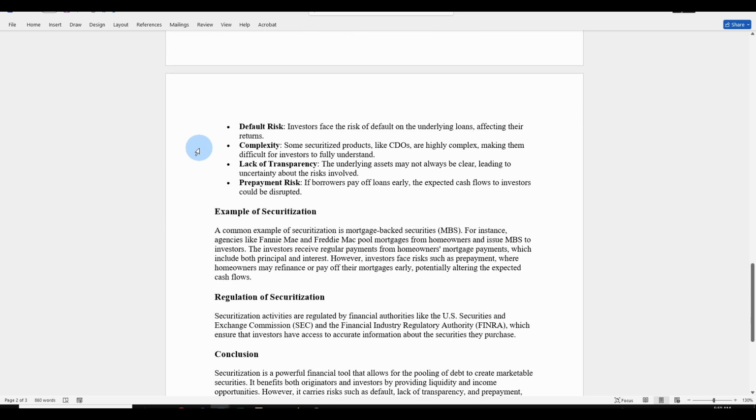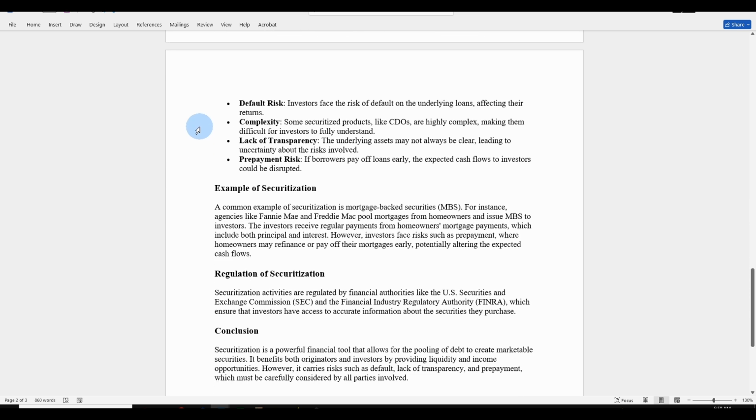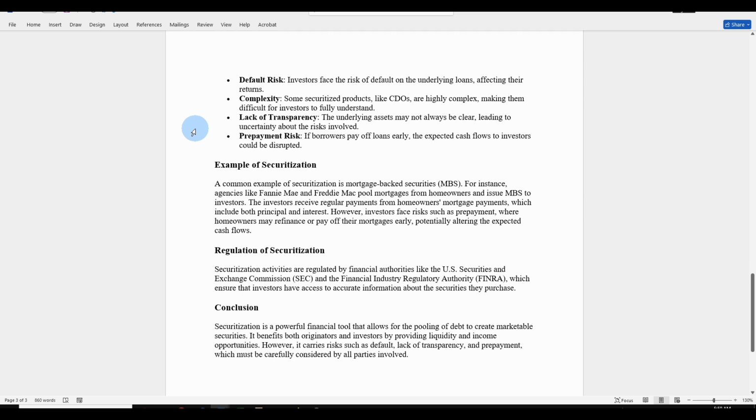Disadvantages. Default risk: investors face the risk of default on the underlying loans, affecting their returns. Complexity: some securitized products like CDOs are highly complex, making them difficult for investors to fully understand. Lack of transparency: the underlying assets may not always be clear, leading to uncertainty about the risk involved. Prepayment risk: if borrowers pay off loans early, the expected cash flows to investors could be disrupted.